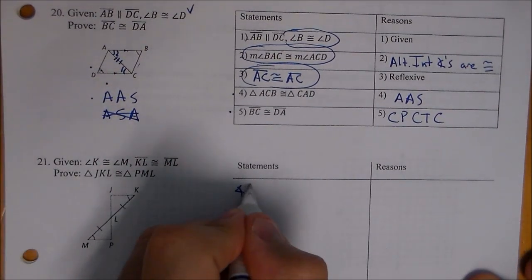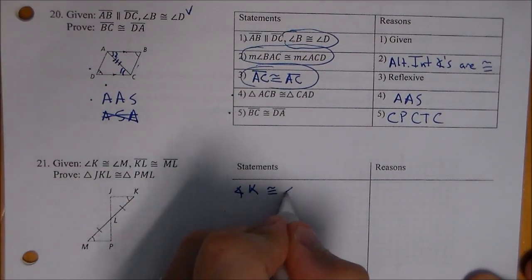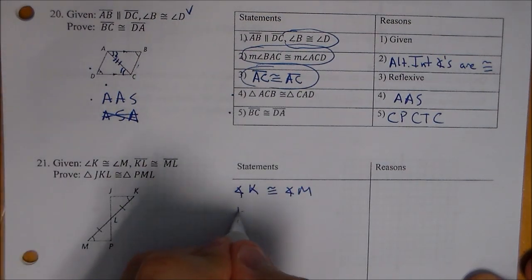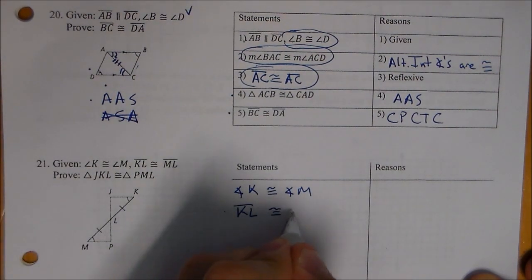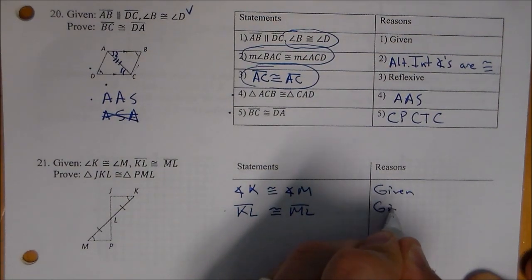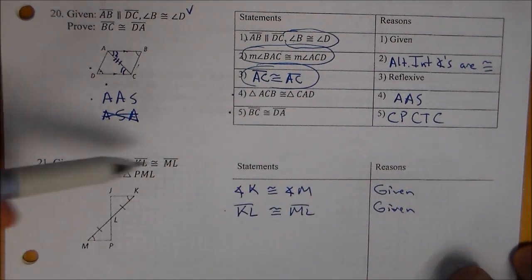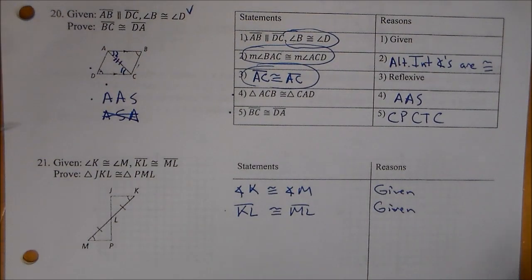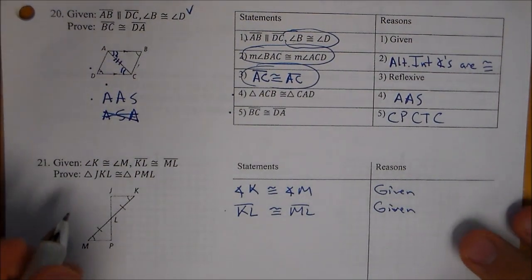For our next one, we need to fill in all the information. So the first thing we know for sure is we're going to write our givens. Angle K is congruent to angle M, and KL is congruent to ML. So that's given, given. They didn't give us anything about midpoints or parallel lines, so now we need to look at the picture to see if we can find something else.